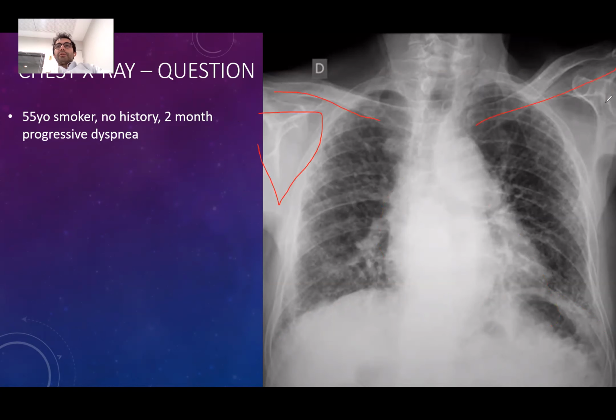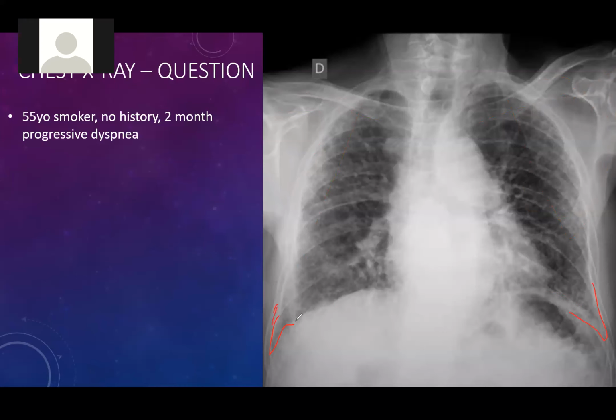I look at the clavicles, I look at the other femoral head. I saw the borders of the scapula on both sides, and they are fine. So I want to go inside. I look at the costophrenic angles. The angles are open on the right. It's pretty much open on the left.